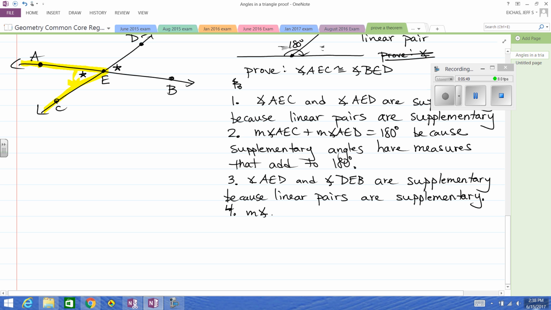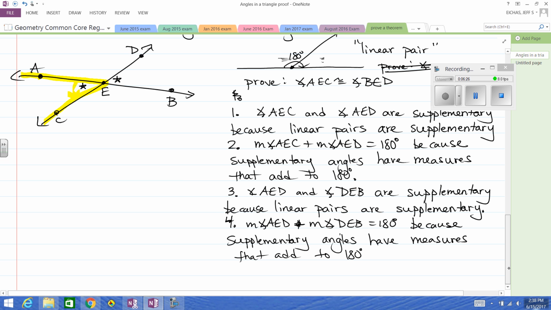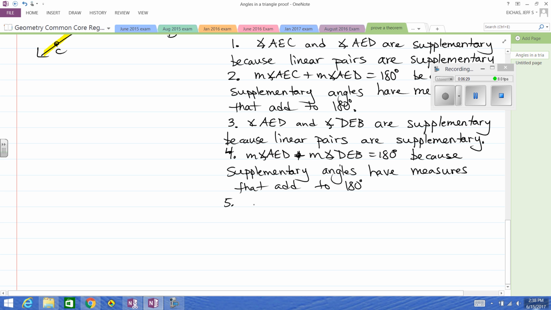So now I'm going with the measure of AED plus the measure of angle DEB is 180 also. And that's again because supplementary angles have measures that add to 180. So it kind of seems weird for a minute that I'm doing all this, but you'll see what happens really soon. Now I'm going to do some little algebra here.